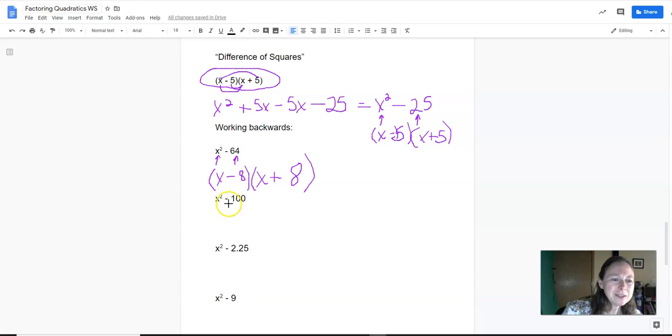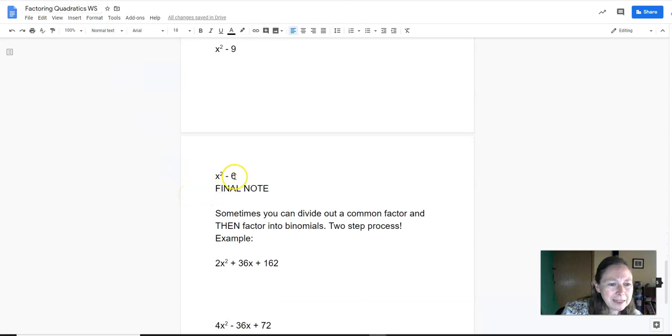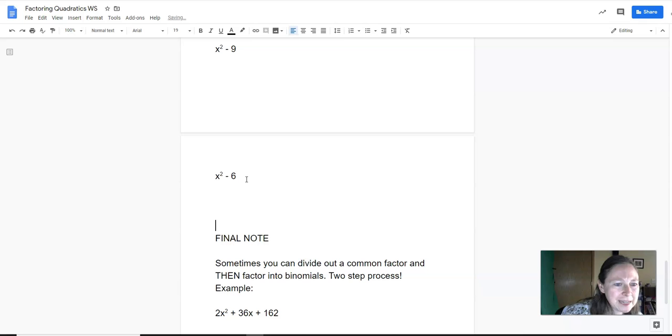Okay, so you just take the square root of that and the square root of that, and then one term is minus and one term is plus, and that's how that factors out. It's kind of cool. I do want to show you one special case with these, and that would be an example like this, x squared minus 6.